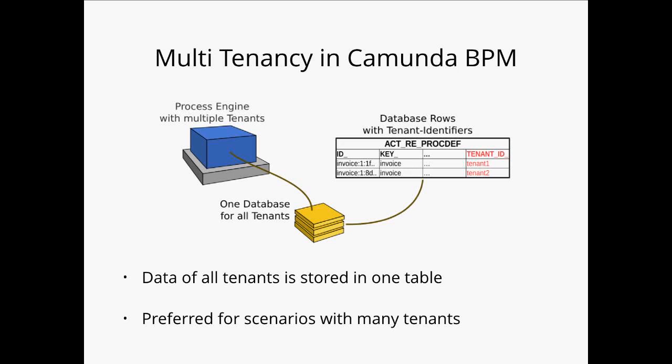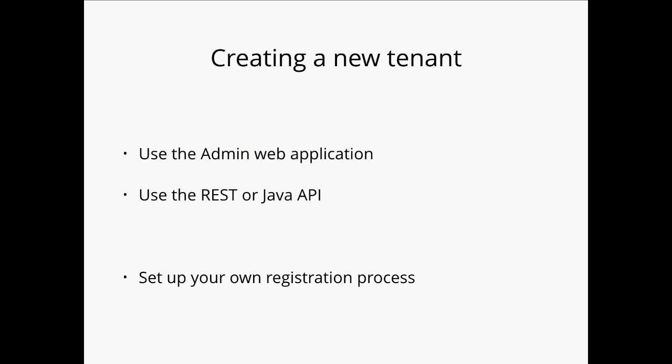So let's have a couple of examples. The first one we want to look at is how to create a new tenant. In order to do that, you can either use the admin web application, which ships with Camunda, or of course you can use the REST API or the Java API. Imagine you're a software as a service provider. You might want to have your own registration process, so you might want to have a custom front end where users can register and then a new tenant gets created automatically. And we will also look at this.